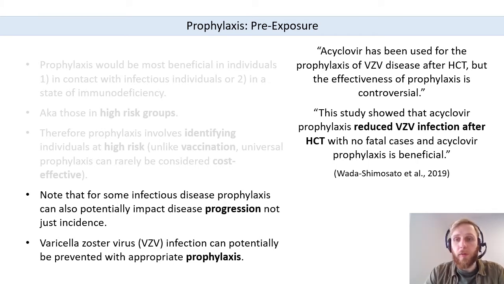It's important to note as well that when we're talking about varicella zoster virus infections in this context, we're talking about an infection that can potentially be extremely serious and fatal, because again, we're talking about an immunocompromised state. So not only can the likelihood of contracting this infection be increased, but the consequences of infection can be far more severe.